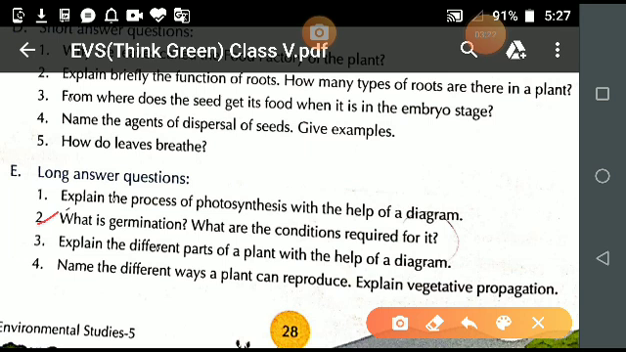Even I explained to you, do one activity: put some gram seeds in water for the whole night, and what will you observe? You will observe that the size of the seed becomes bigger. So students, how does the size of the seed become bigger? Because in the seed coat there is a hole and water enters through that hole inside the seed. Is it clear?